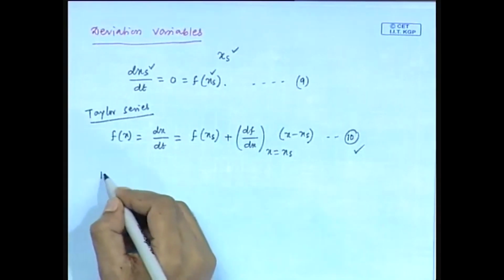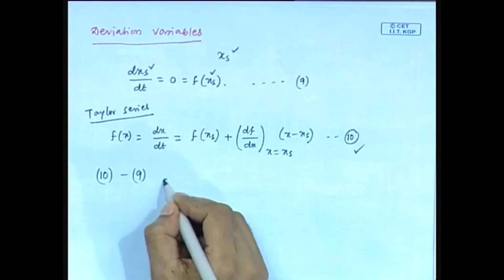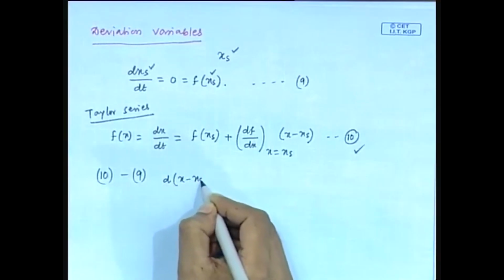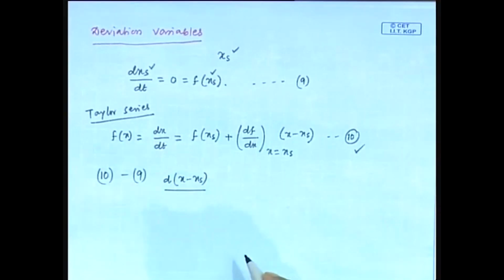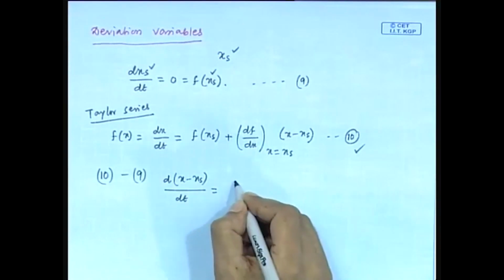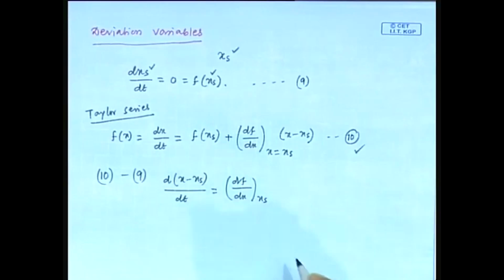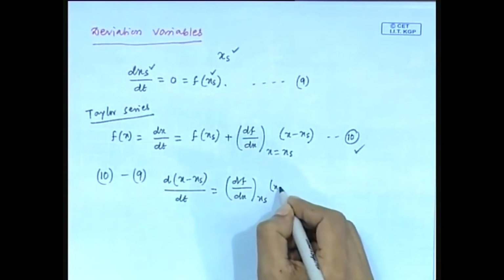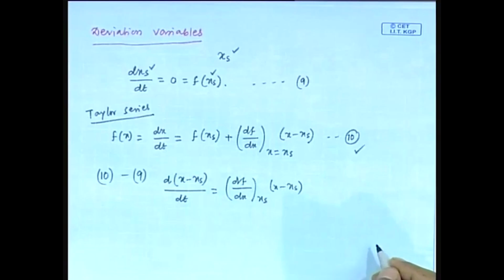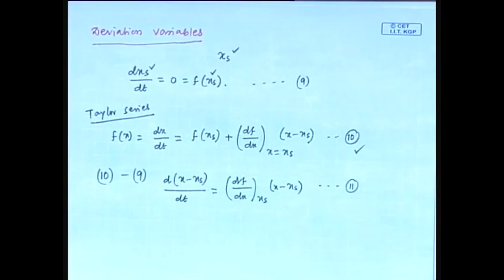Now we will subtract equation 9 from equation 10. Then we can write d of x minus xs dt equal to df dx at x equals xs multiplied by x minus xs. This is equation number 11.